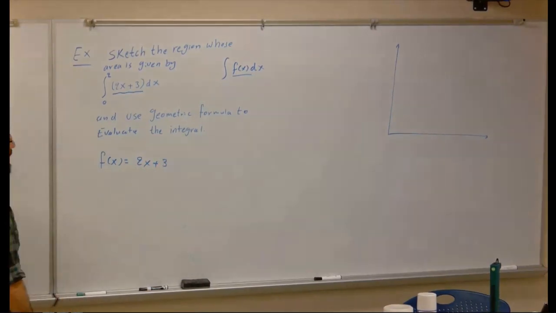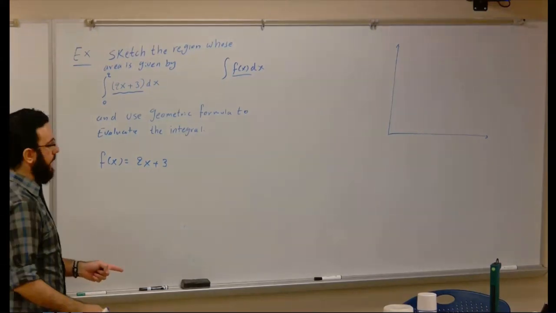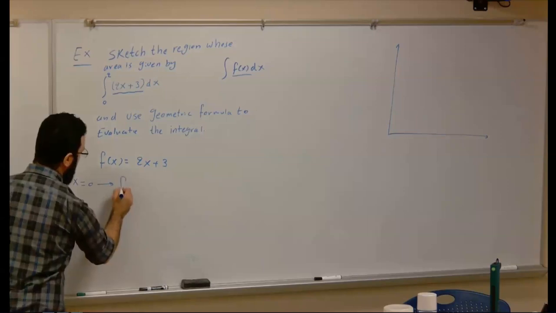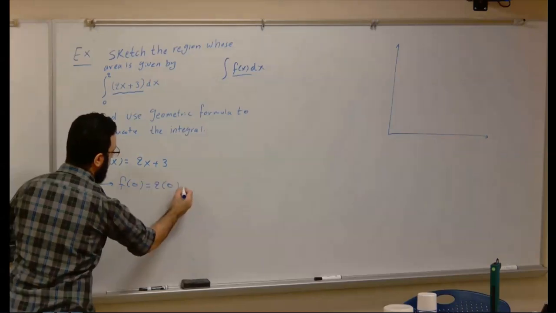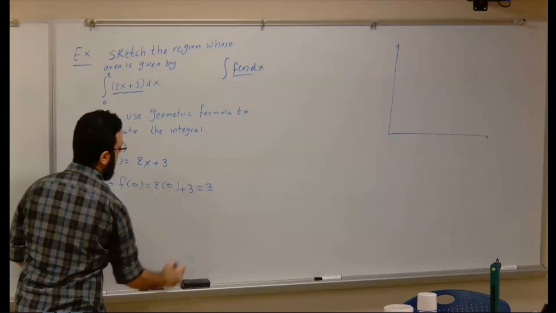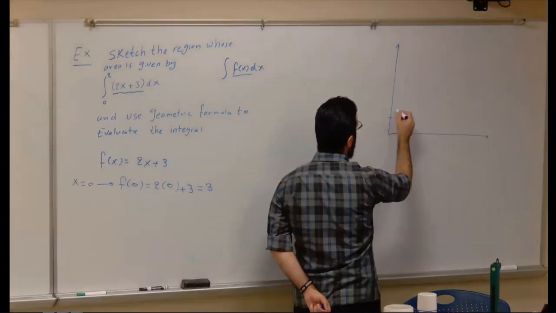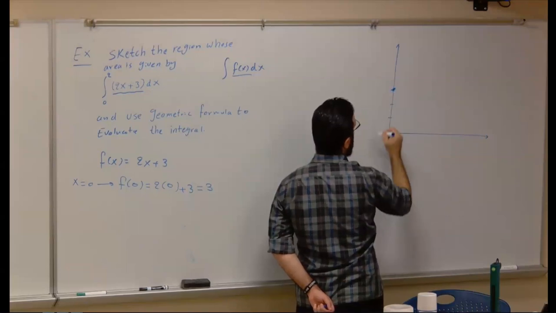Now again, I need to sketch this graph. So I'm going to choose 2 points. Let's say if I choose x equals 0, that means f of 0 is going to be 2 times 0 plus 3, which equals 3. That means when x equals 0, there is my point, at 3.